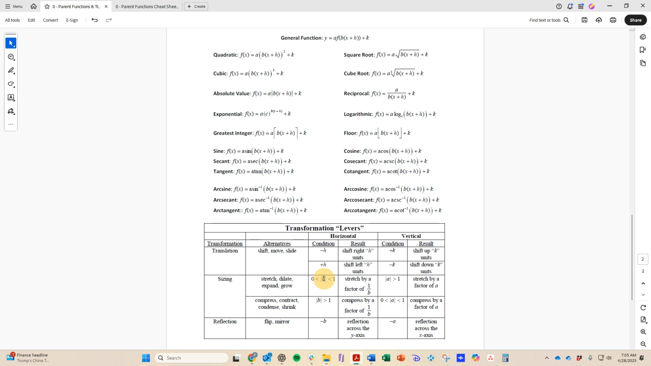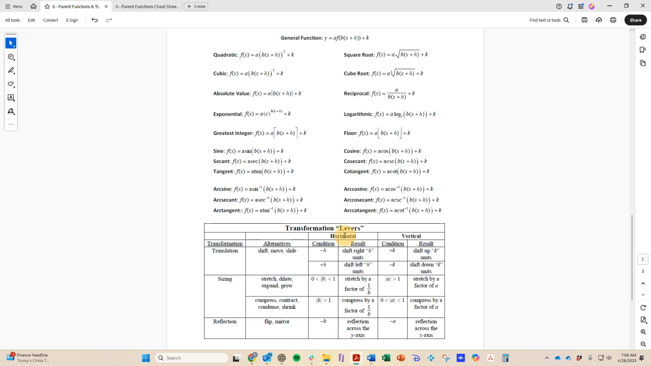And then B is whatever you're multiplying inside. If B is between 0 and 1, absolute value-wise, it's going to be a horizontal stretch by a factor of 1 over B. And if B is greater than 1 absolute value-wise, it's going to be a compression by a factor of 1 over B. Okay, so that's horizontal, and all that stuff happens inside, right? So the stuff that happens inside, B and H, is all horizontal, like you see in this column here. Everything that happens outside is A and K, and that's all vertical, right? So you can see those are all vertical changes.